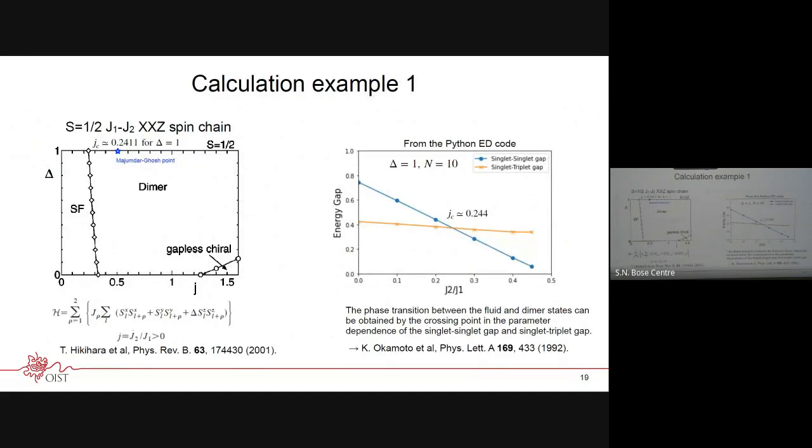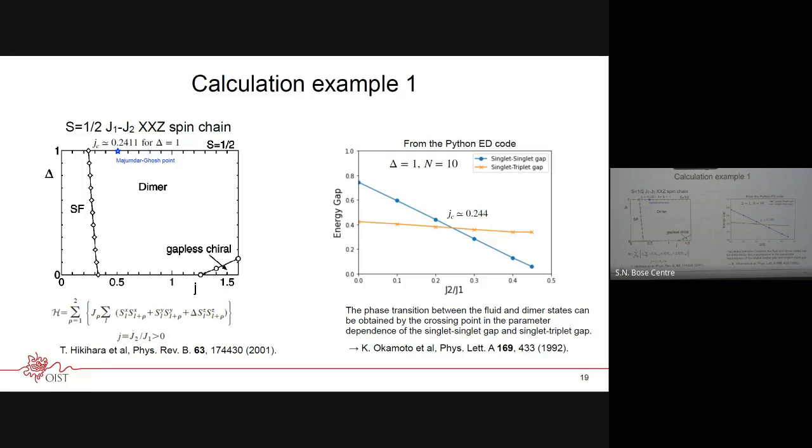So actually, I prepared an example calculation for your hands-on tutorial. As an example, I use this basic J1-J2 Heisenberg chain model. The phase diagram of this model was reported in Garrison's PRB paper, and this is the one-dimensional phase diagram.